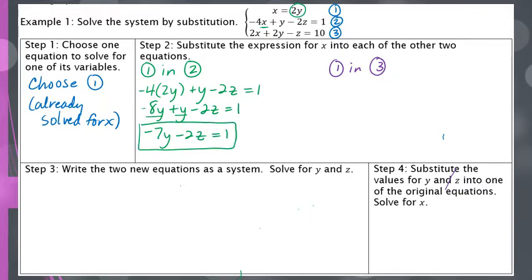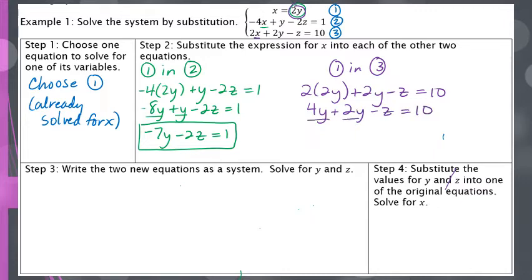So now I'm going to do the exact same thing with equation 3. So instead of this x right here, I'm putting in 2y. So I'll have 2 times x, which is 2y, plus 2y minus z equals 10, and now we have to simplify. So I'm just going to write down the rest of it. I have some like terms here. 4y plus 2y is 6y. So this is my final answer for this portion of step 2.